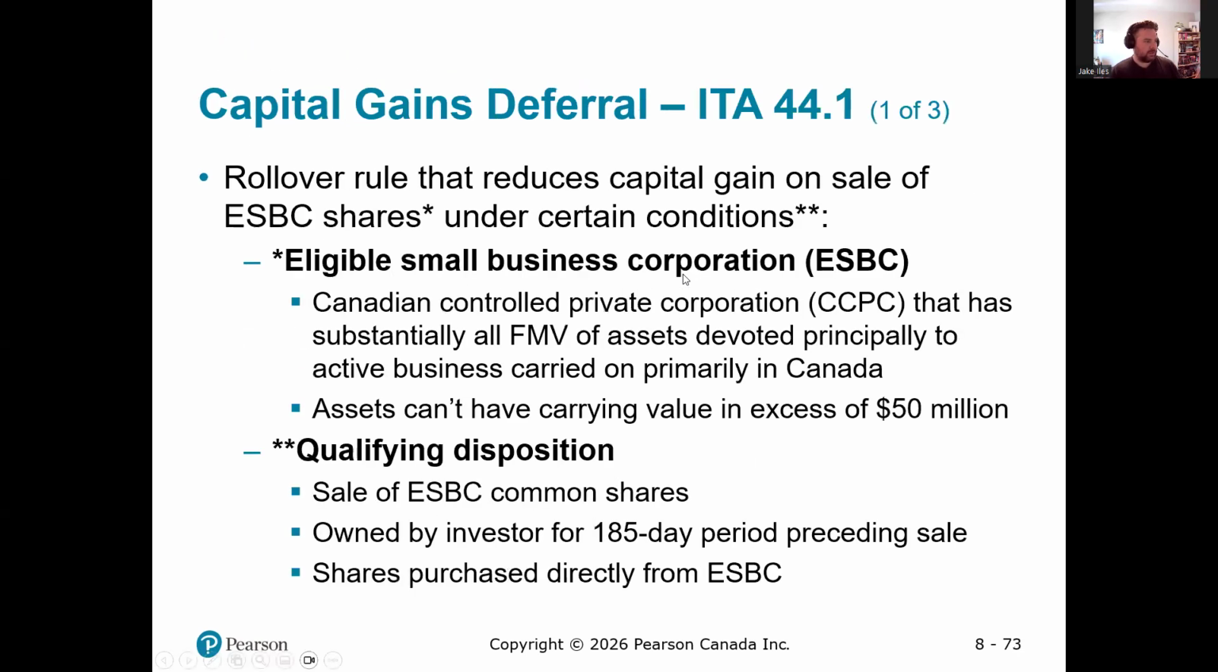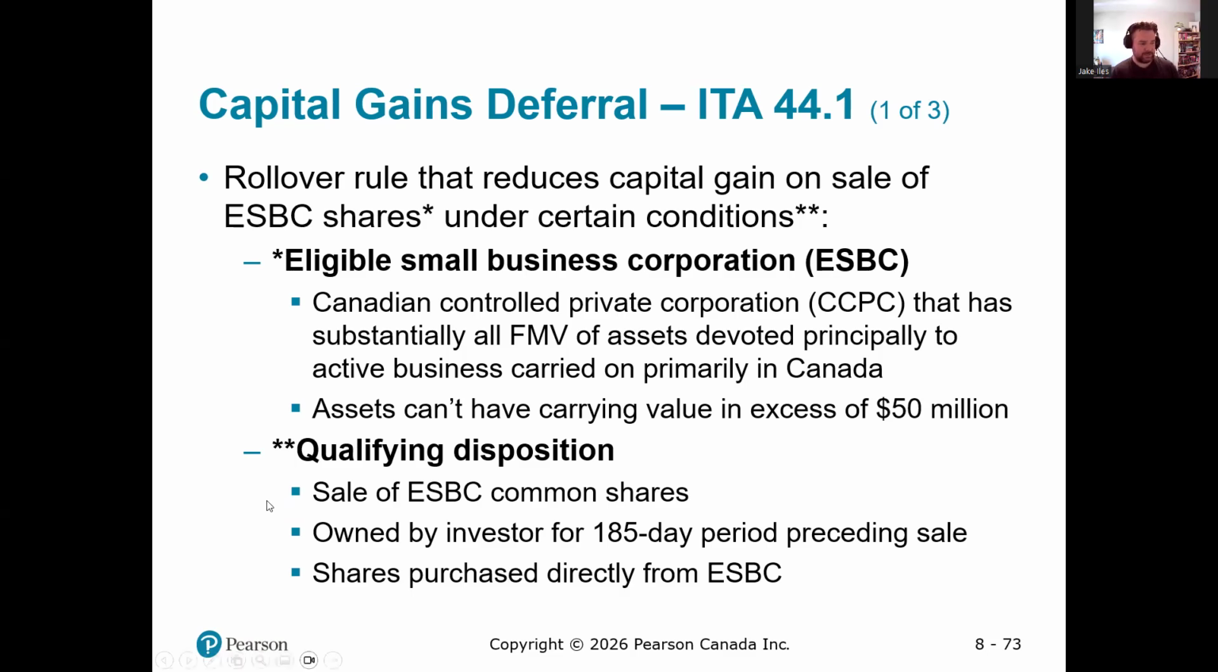Change in use: automobiles, capital gains deferral. There's something called an eligible small business corporation. To be an eligible small business, you have to be a Canadian controlled private corporation, basically a small Canadian business. The government wants to encourage entrepreneurship. They want to encourage the creation and development of small Canadian businesses. So when I sell my shares, if I have a Canadian controlled corporation that's a small business, I sell the shares, I can protect my capital gain.